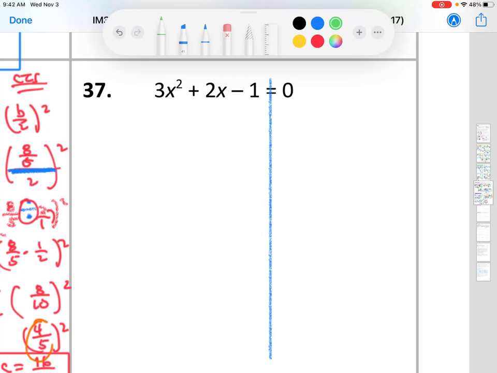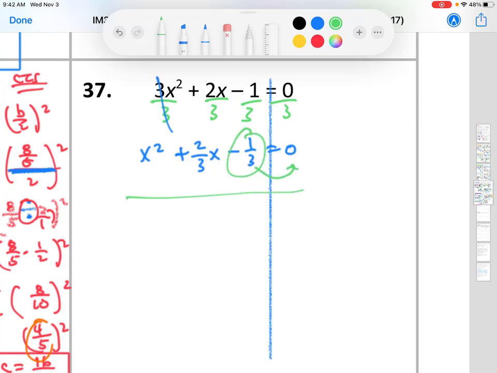Trying to get rid of this a value to make it 1, so we're going to divide this whole thing by 3. I chose 3 because that's what the a value is. So you're going to get x squared plus 2/3 x minus 1/3 equals 0. I'm going to move the c value to the right side, so that's going to be x squared plus 2/3 x equals positive 1/3, right? Because I would just add 1/3 to both sides. And then we're going to complete the square.